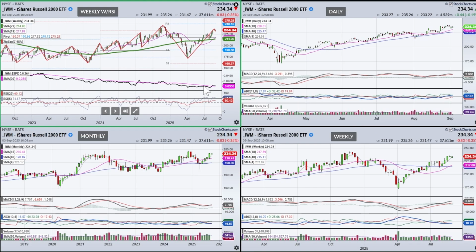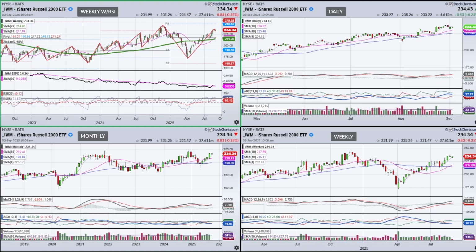I also would really like to see the confirmation in the relative strength. But overall, we are showing improvement here. Definitely have to give this a little bit more respect.